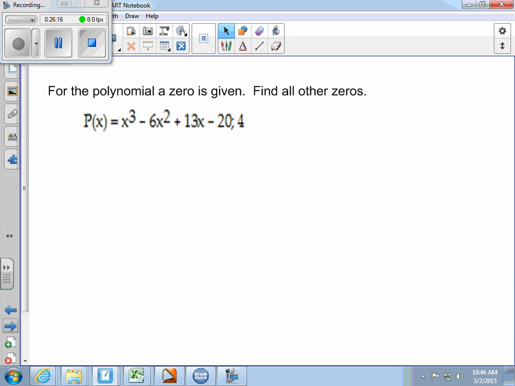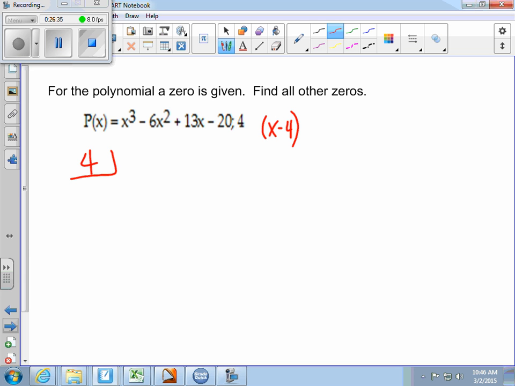All right. Let's work this one. What goes in the box? Why is it 4? If 4 is a 0, what factor did it come from? Right? Everyone understand that difference? Okay.